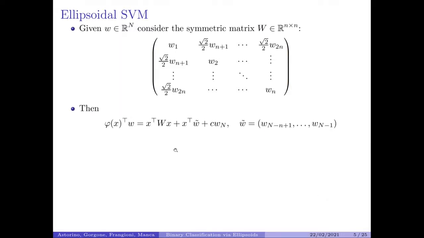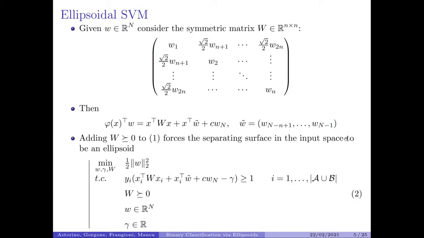We observe that the expression phi(x) scalar w is equivalent to this expression with the matrix W, which represents a quadratic surface in the input space, which is an ellipsoid if and only if the matrix W is positive semi-definite. Therefore, if we add the constraint W positive semi-definite to the previous model, we obtain exactly the model we want to solve in order to find an ellipsoid which contains the points of A and does not contain any point of B.